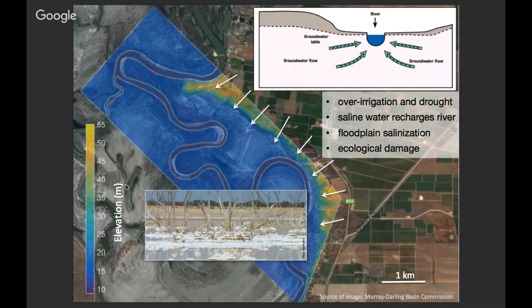The idea was motivated by the following. You've got farming and irrigation up here, there's the Murray River down here, and here's the water table. As these salts come down, they cause a lot of damage. This is a picture of what the floodplain looked like after all the salts. There's clearly a lot of ecological damage and a lot of salinization. That's a huge amount of salt there.